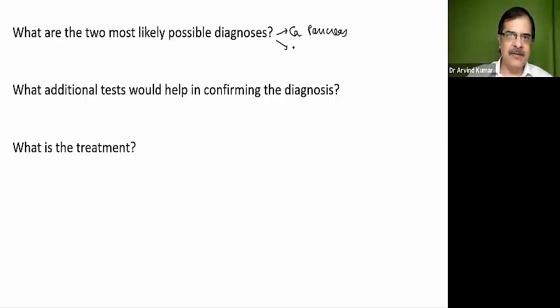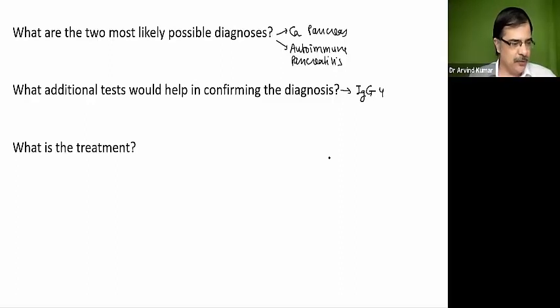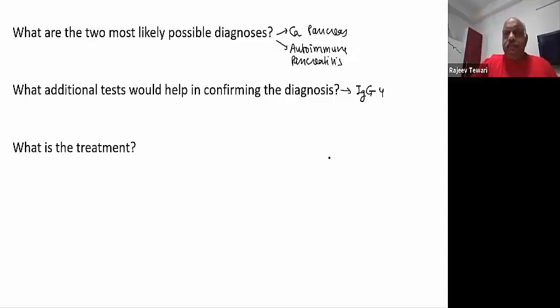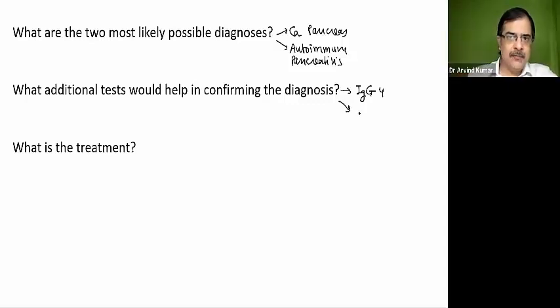And secondly, we will think of a condition known as autoimmune pancreatitis. So these are the 2 possibilities that we will think of. An additional test that will help in confirming the diagnosis of autoimmune pancreatitis will be the IgG antibody, especially the IgG4. Yes, very good. Autoimmune pancreatitis: IgG4 will be a diagnostic marker, and of course, we have to go for the pancreatic tissue sample biopsy to prove our diagnosis.